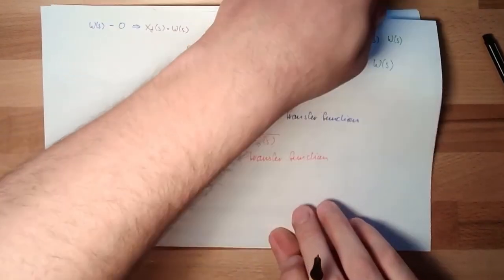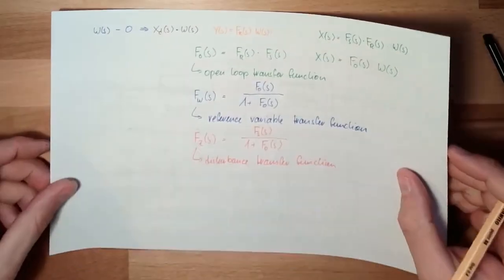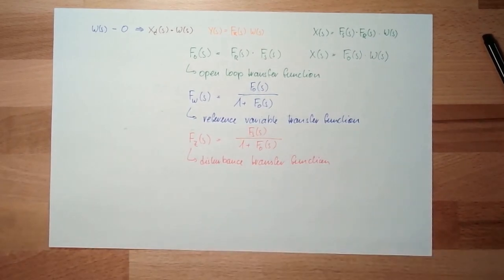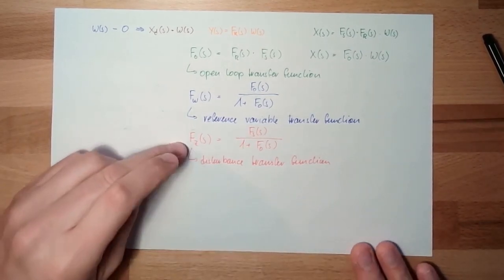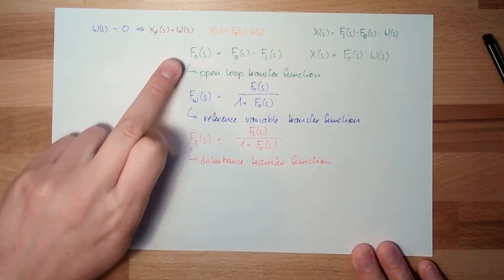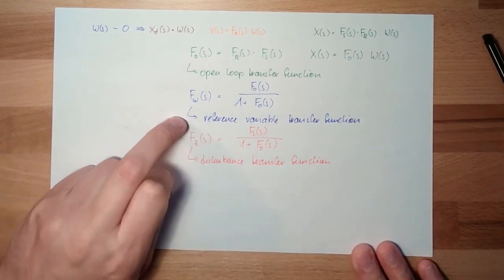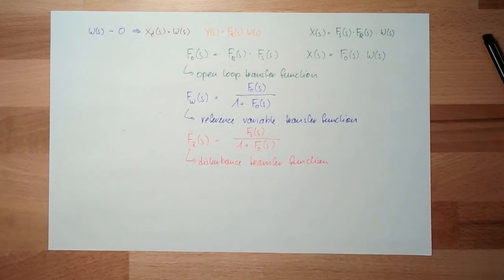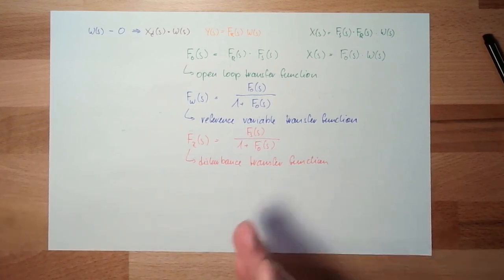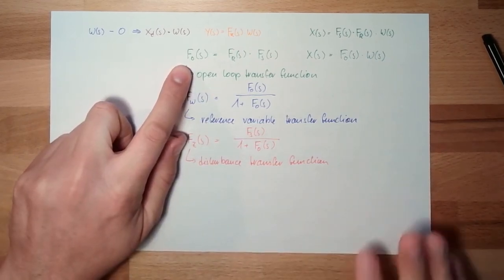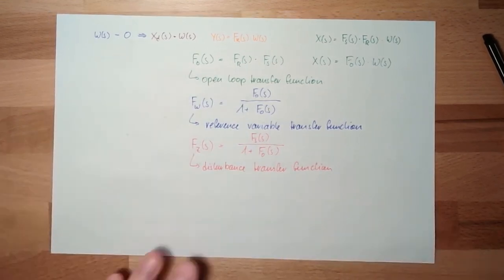These are the transfer functions we are going to use. Störungsübertragungsfunktion, Führungsübertragungsfunktion, Übertragungsfunktion der offenen Regelschleife. Open Loop Transfer Function, Reference Variable Transfer Function, Disturbance Transfer Function. Now let's think a little bit what we want. Let's think a moment, how should they be? The open loop transfer function, we absolutely do not care what this should be.